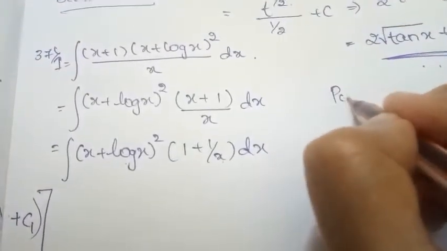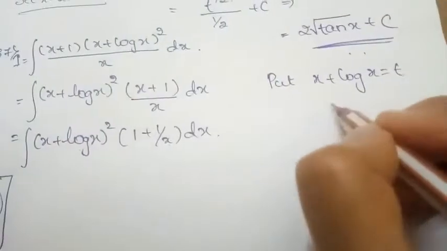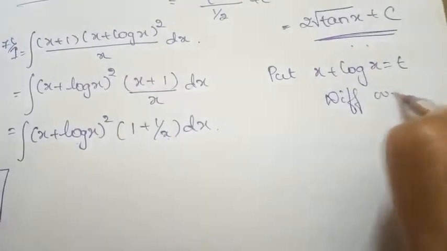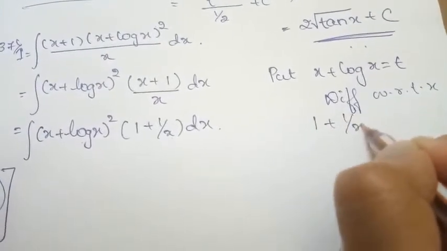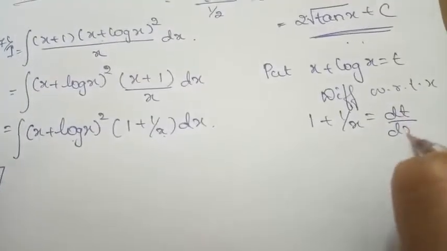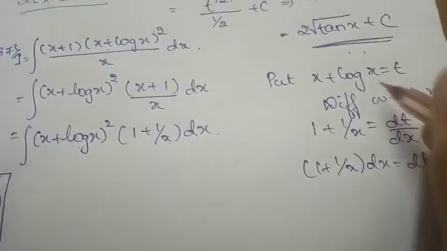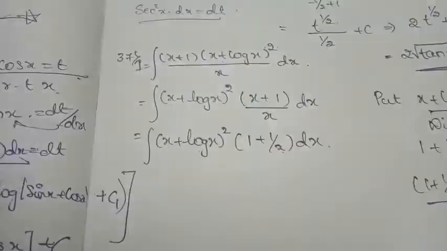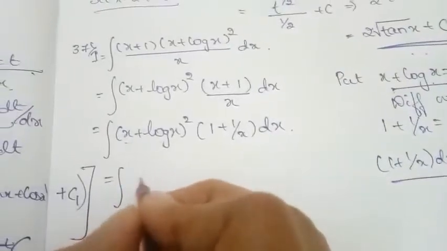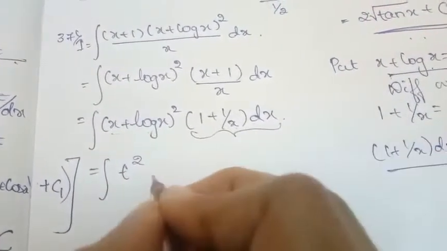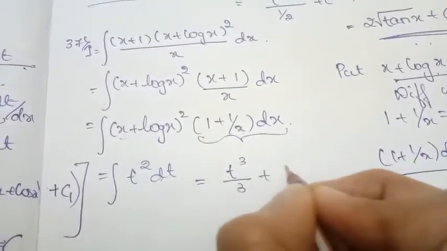So I am going to substitute x plus log x equal to t. Then I am differentiating this one with respect to x. So it becomes 1 plus 1 by x equal to dt by dx. So it is nothing but (1 plus 1 by x) dx equal to dt. So we have got the value of t and dt here. Substituting all those things, x plus log x equal to t, it becomes t square, and this whole term becomes dt. So integration of this is nothing but t cube by 3 plus c.